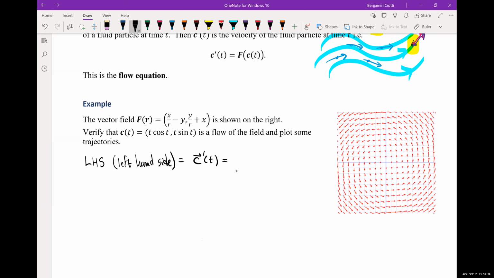So that's going to be d/dt of (t cos t, t sin t). By definition, when you take the derivative of a vector, that's the derivative of each component. So that'll be cos t minus t sin t, that's the derivative of the first component, and then sin t plus t cos t, that's the derivative of the second component.